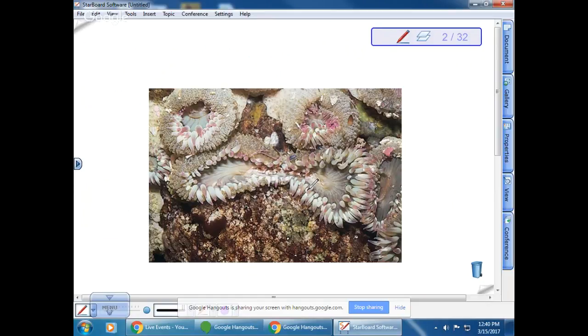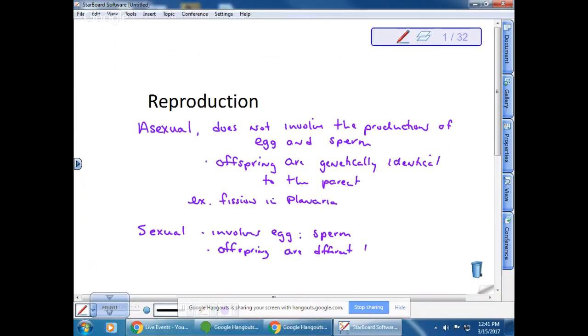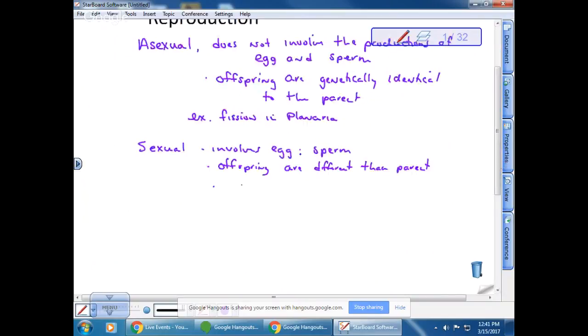Okay. So one thing that's interesting about sexual reproduction, okay, this involves egg and sperm. Offspring are genetically different than the parent. And often the larvae are mobile. So mobile larvae move away from parents and colonize new environments.